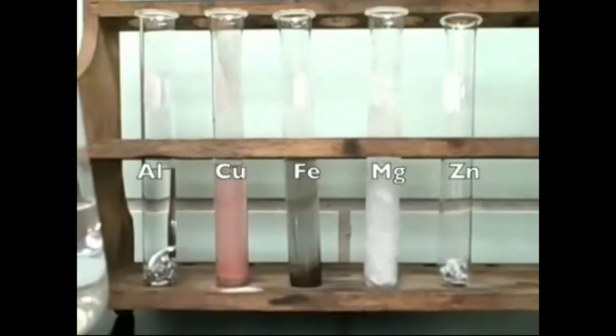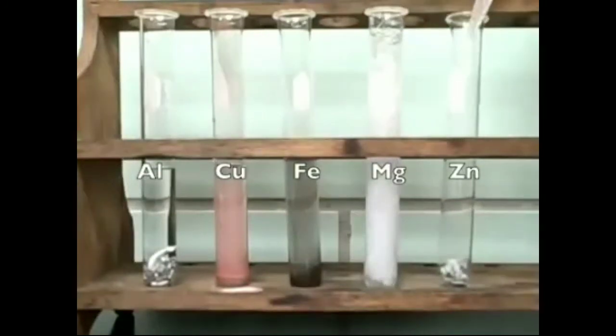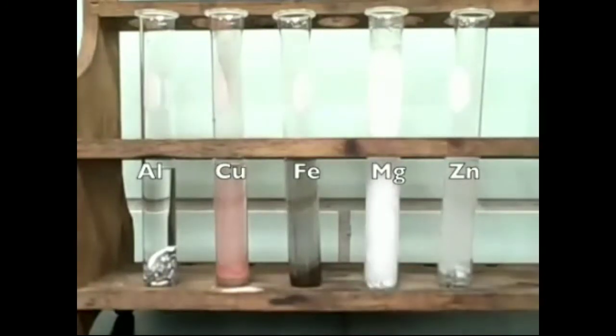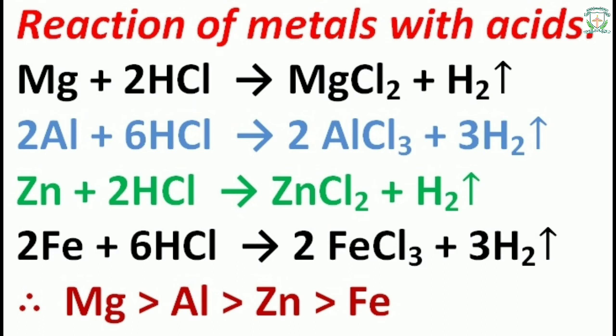Let's also try with zinc and iron. Observe in which of the cases the bubbling is most. It is in the case of magnesium. Therefore, magnesium reacts faster than aluminium, than zinc, than iron. The reaction of zinc with hydrochloric acid is Zn plus HCl gives zinc chloride plus hydrogen gas liberated. Iron plus hydrochloric acid, that is Fe plus HCl, gives FeCl3 plus hydrogen gas. These equations are all chemically balanced.